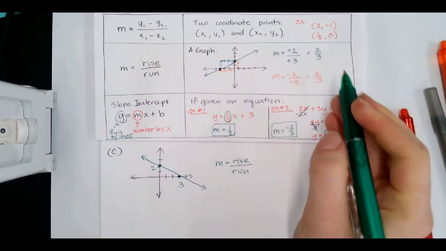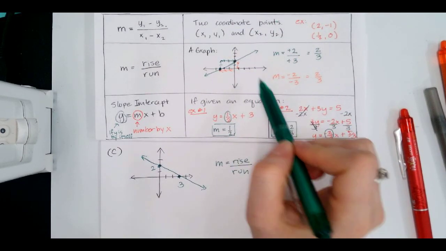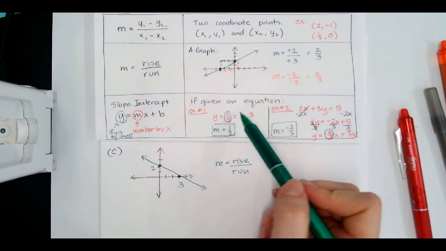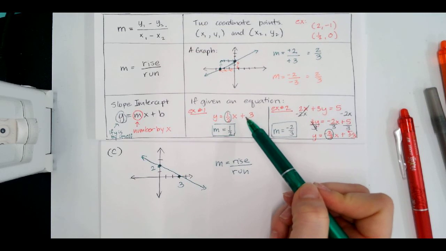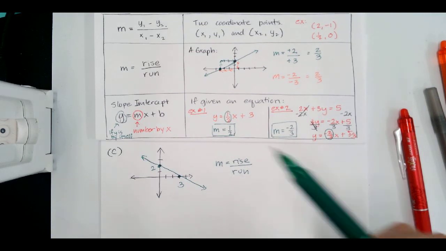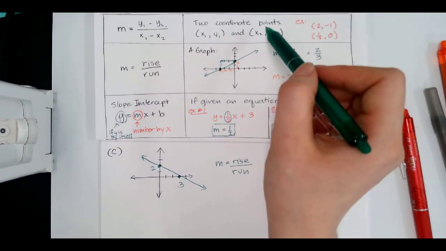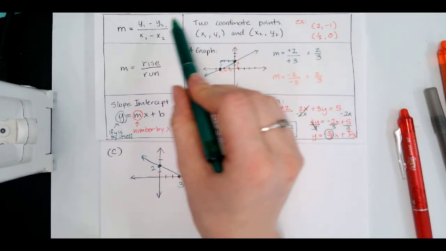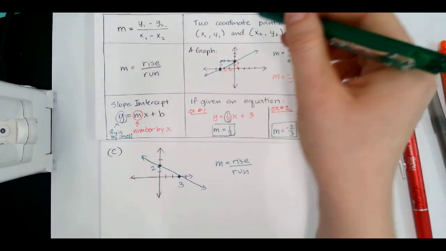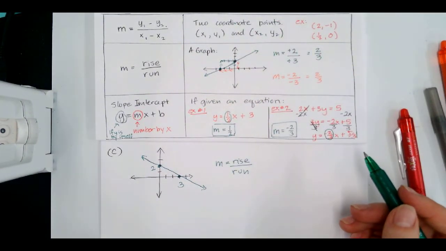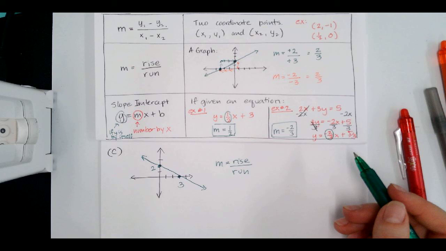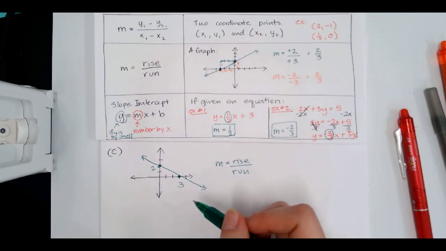Now remember, you don't have to use these methods if you're given this information. It's just normally the easiest way to find the slope. There are other ways you could use, but I've often found that these are the best methods to use when you're given these pieces of information. Okay, back to our problem. So we're using rise over run because we had a graph.